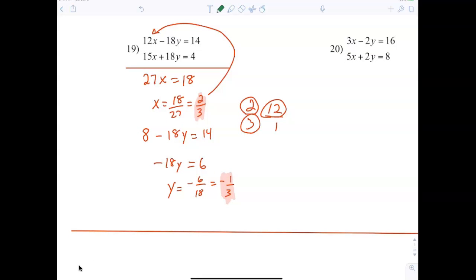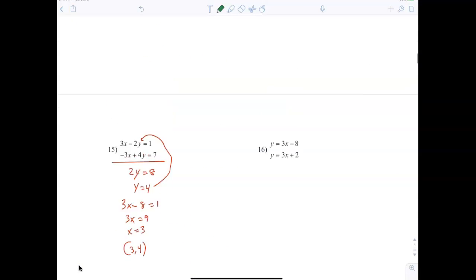Well, it's not that I just want you to copy it. I want you to look at it. All you're doing is adding. You get 27x equals 18. And then you have to practice your fractions. Hopefully your fractions aren't a problem. All right, you good with that? Anybody else have any questions on 19? Let's look at number 10. Scroll down. Let's take a look at number 10.